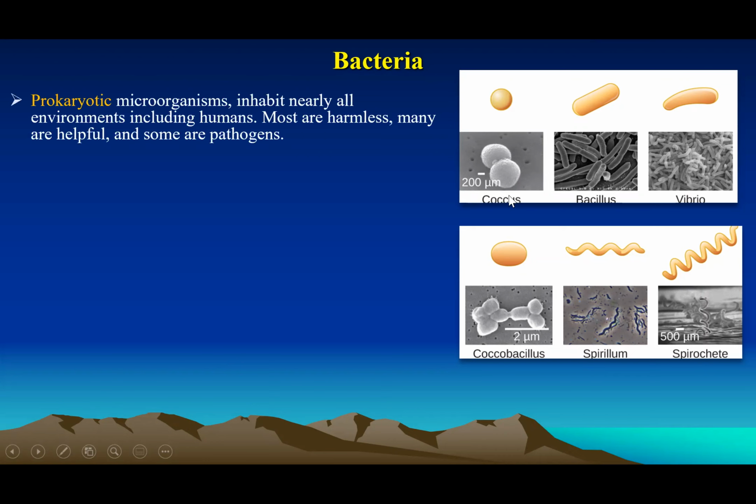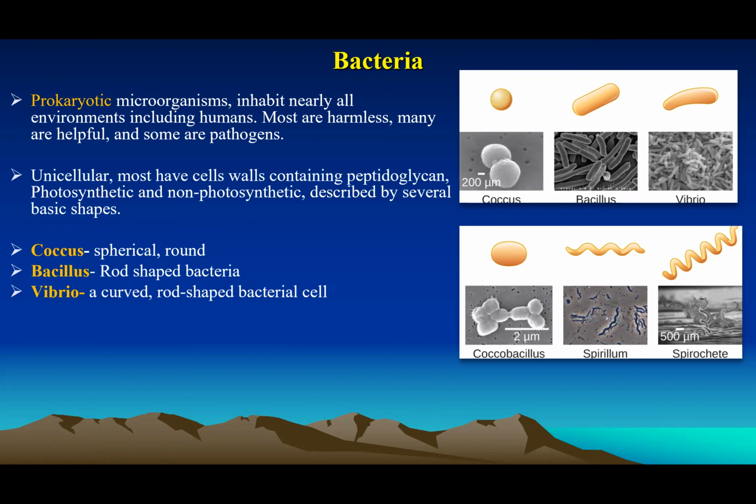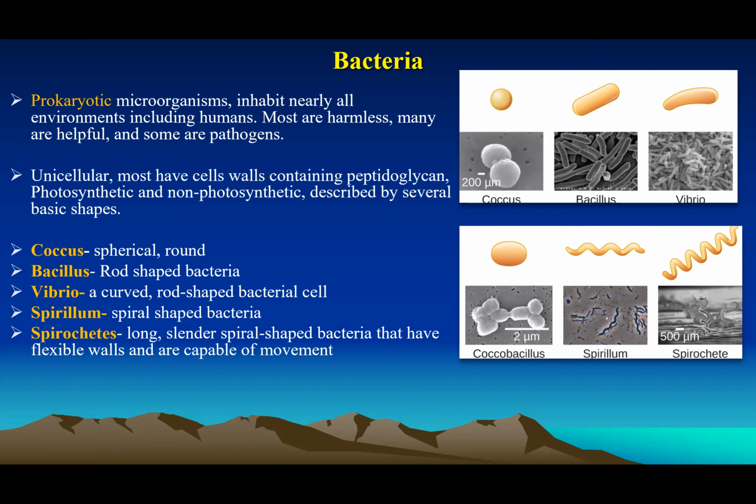A circle is a coccus bacteria. A rod one is a bacillus bacteria. Vibrio is curved. Spirillum is spiral shape. A spirochete is a long, slender, spiral-shaped bacteria. It's like a screw, this one. And they are capable of movement. Coccobacillus is a combination of both a coccus and bacillus.